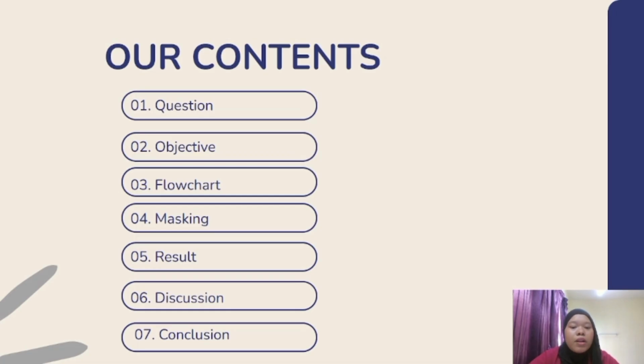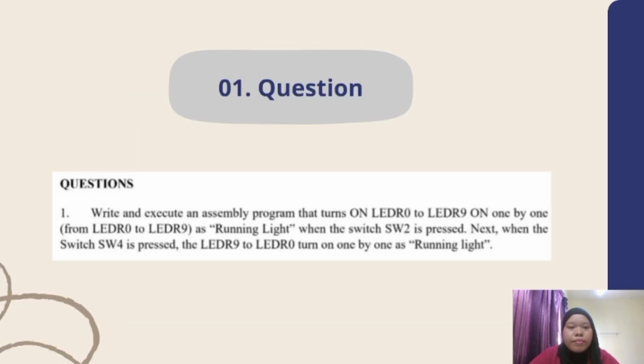First, we will explain the question and objective, followed by the flowchart, masking, result, discussion, and conclusion. On question number 1, it says, write and execute an assembly program that turns on LED R0 to LED R9 one by one as running light. When the switch SW2 is pressed, and next, when the switch SW4 is pressed, the LED 9 to LED R0 turn on one by one as running light.